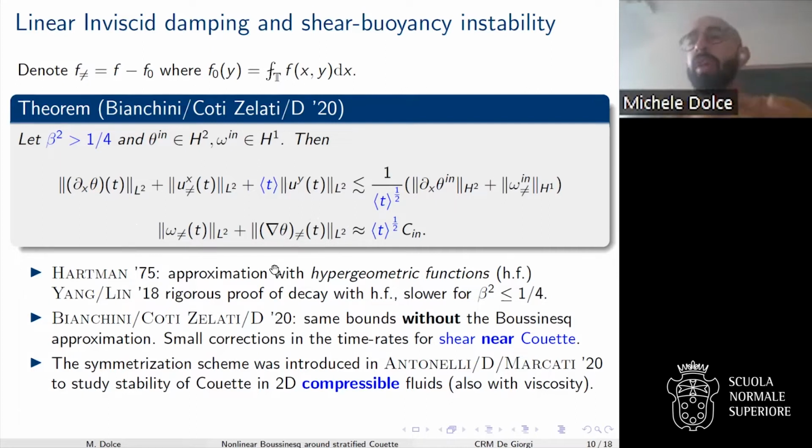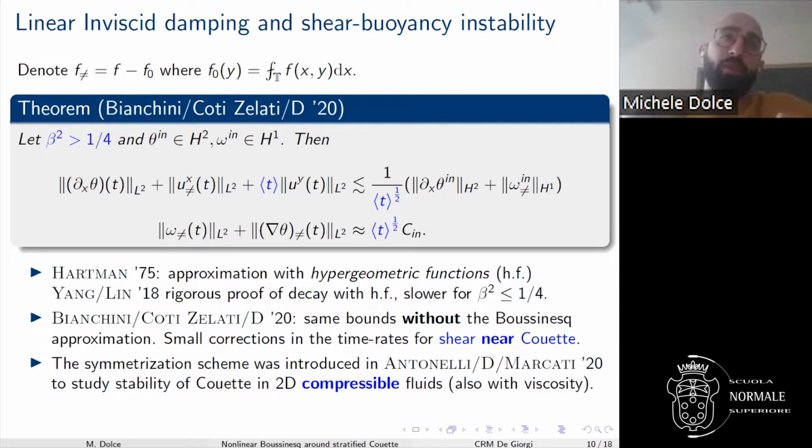Now, for the Couette flow, we were not the first to prove the upper bounds, which were indeed already known by Hartmann in the '75. And you can sort of approximate the system with hypergeometric functions. And Yang and Lin made this procedure fully rigorous from a mathematical point of view. And they recover also the upper bounds. And they can also go beyond the Miles-Howard criterion. This is kind of interesting.